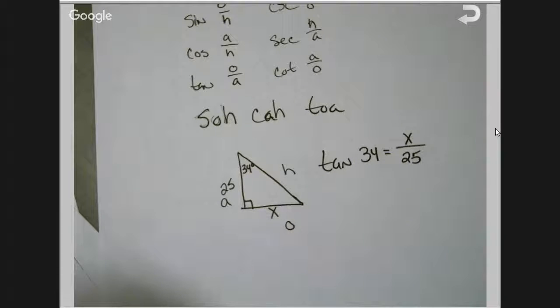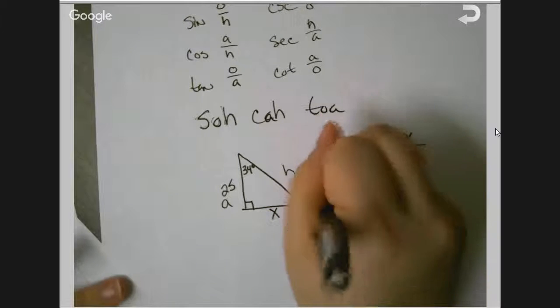You cannot just pick willy-nilly which one you want just because you like sine better. You can't just pick it. You have to see which one you need. Okay. From there, you would just find tangent 34 multiplied by 25.